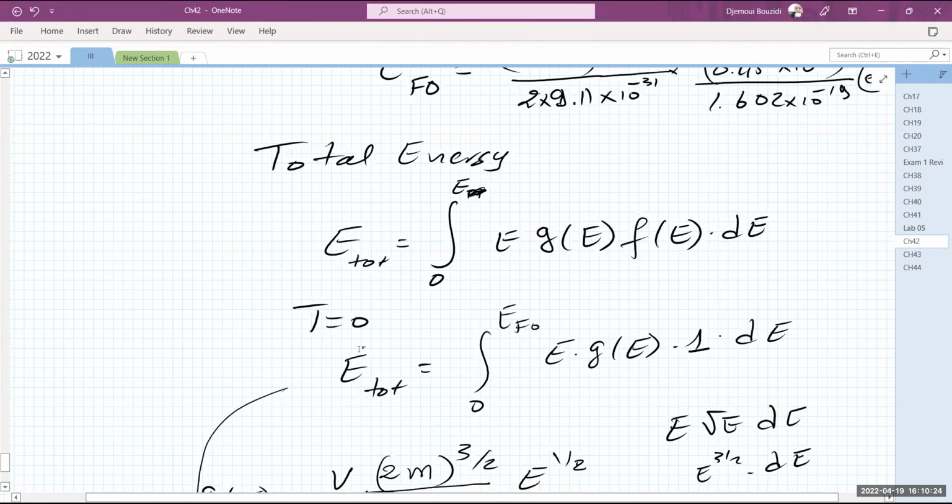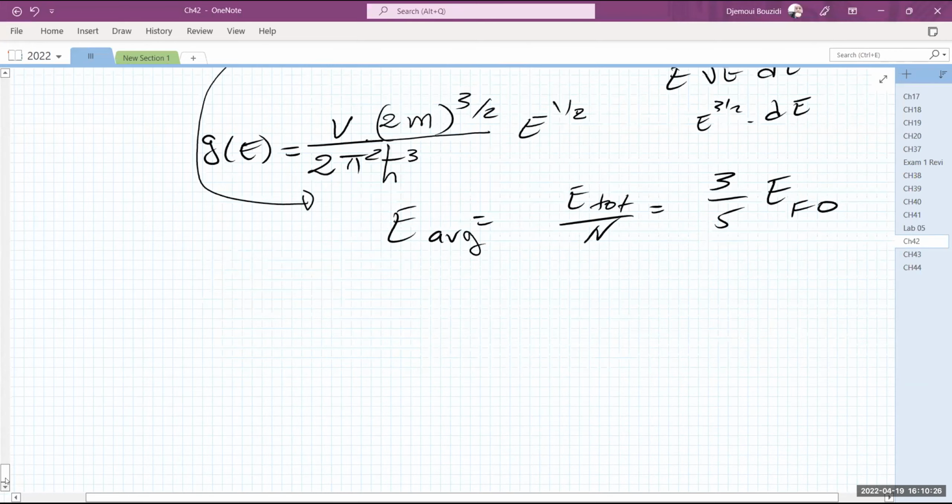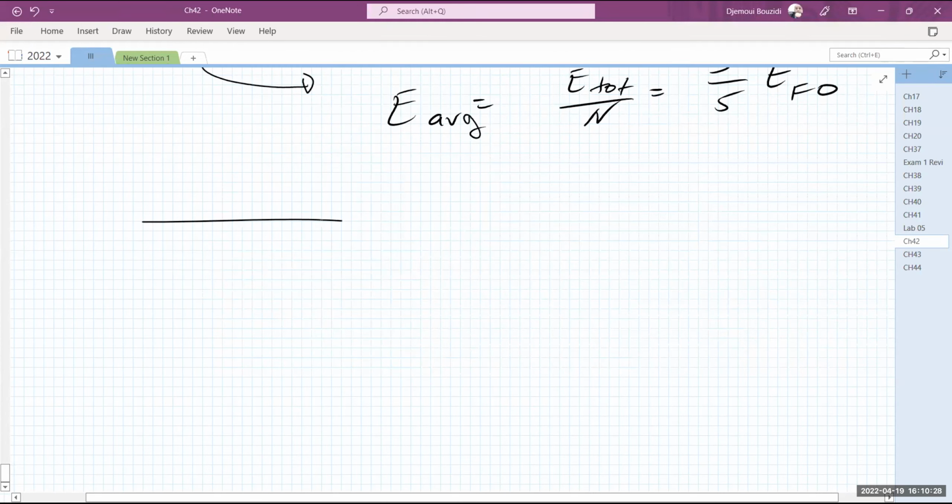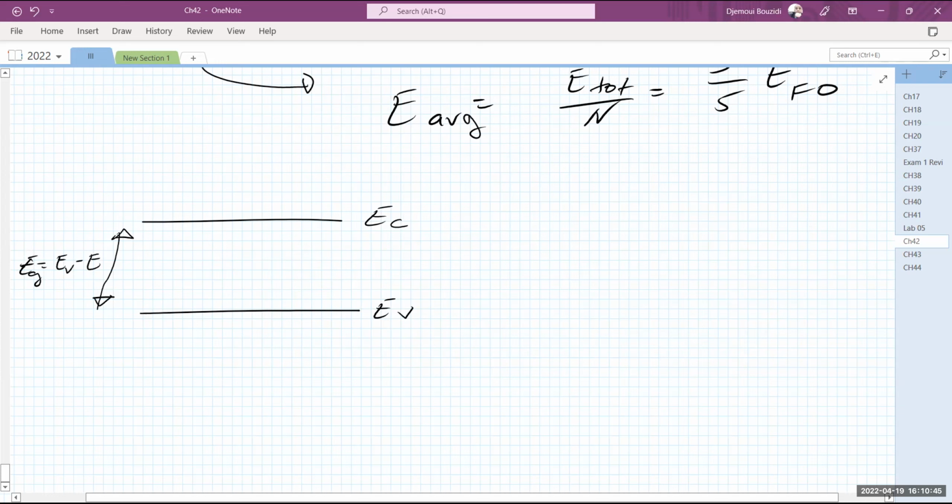What happens when you have gaps, in the case of a semiconductor? So this is the valence band. This is the conduction band. And the gap between them is represented by the gap energy, which is basically the difference in energy between the conduction and the valence band. Okay, so that is what Eg is. That's the gap energy.